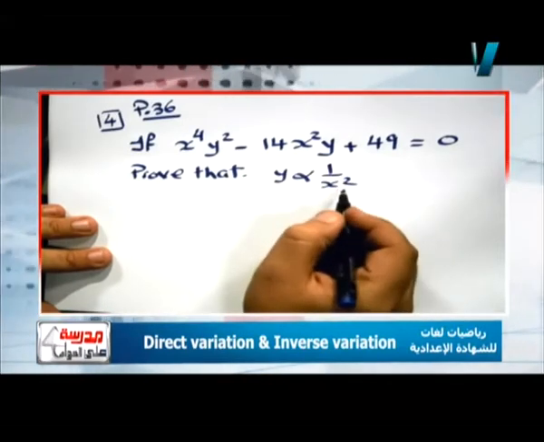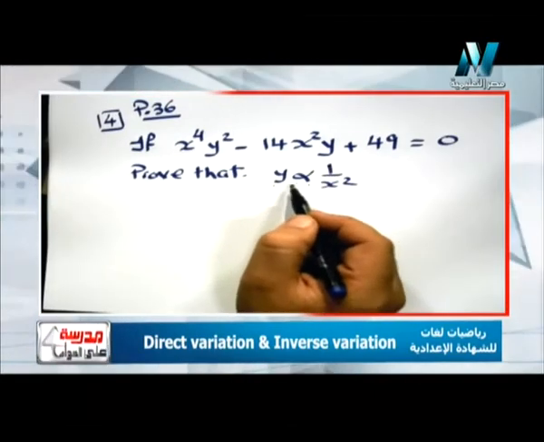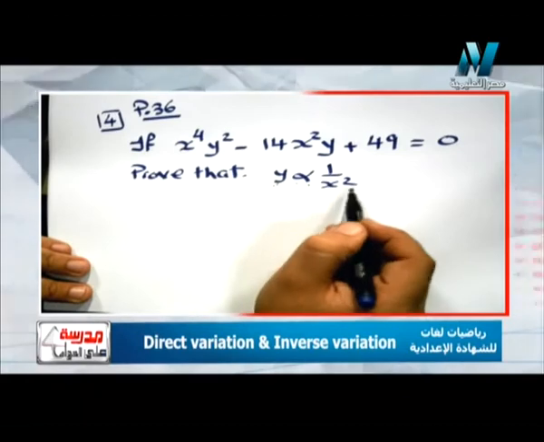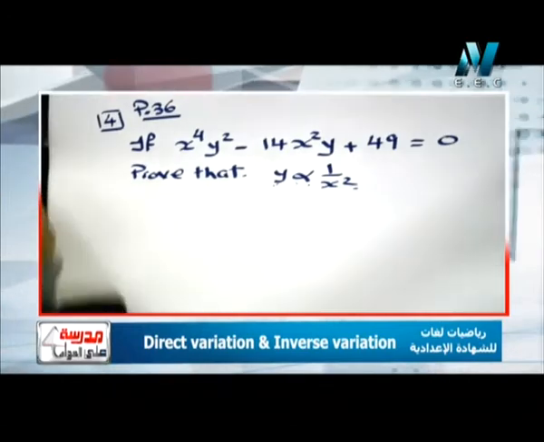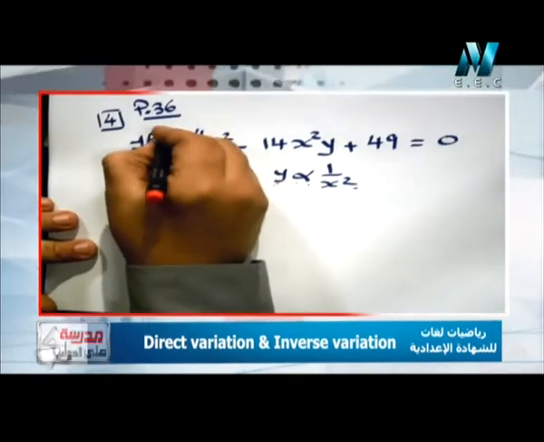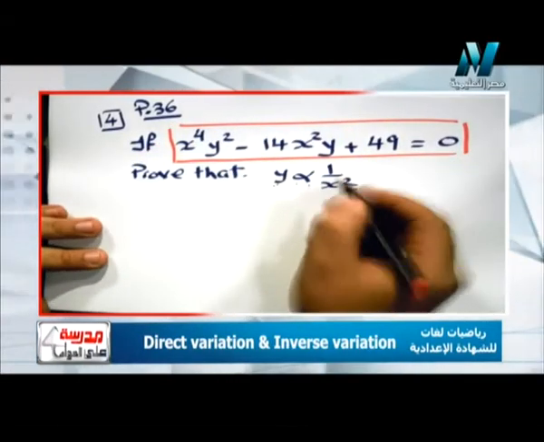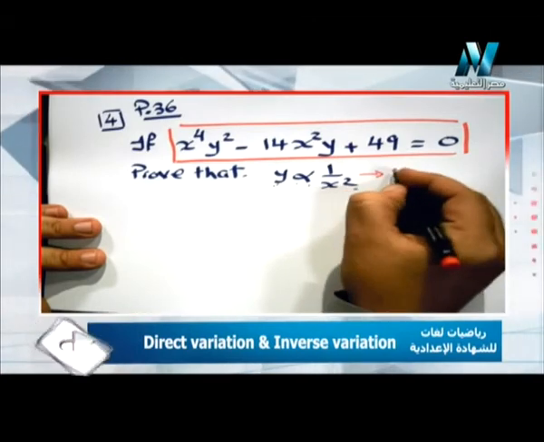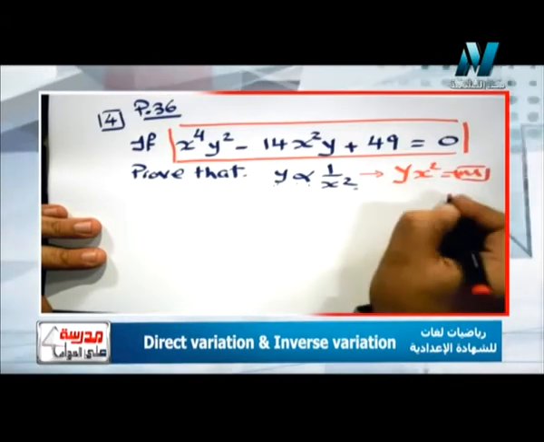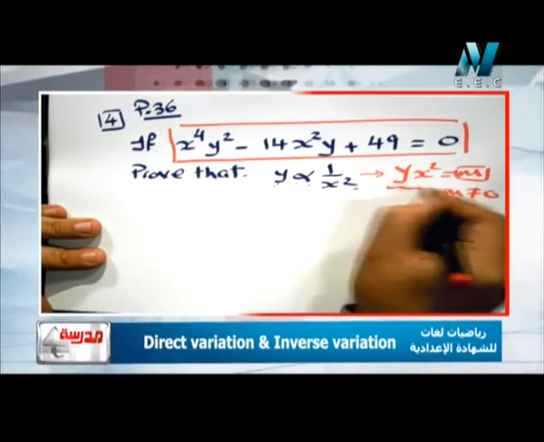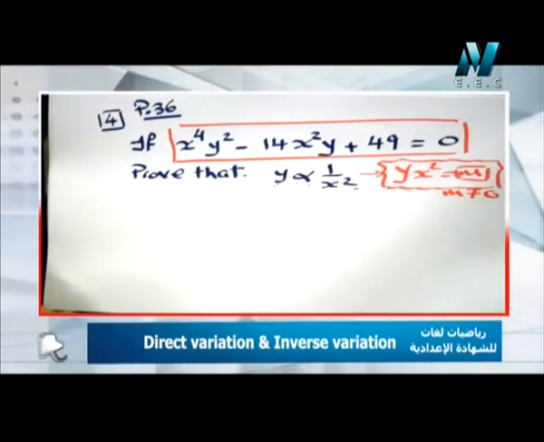I can read this in another way: y varies inversely with x power 2. Let's start working on this equation. I should simplify it to reach this form: y times x power 2 equals constant M, and this constant doesn't equal 0. If I can reach this form, it means that y varies directly as 1 over x power 2.